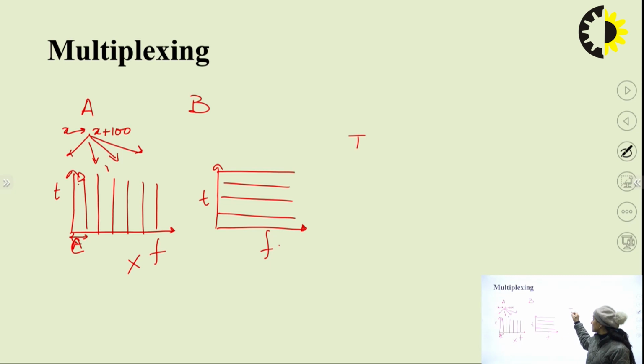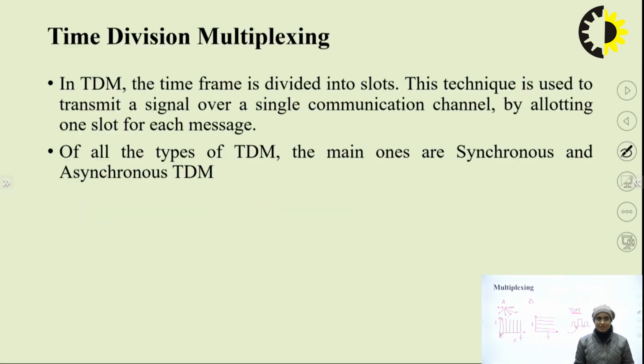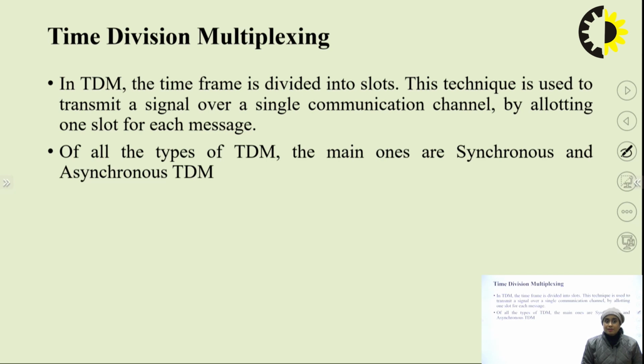And TDM exploits the sampling theorem. How? We know that different signals are sampled at different frequencies. So if I see that samples have some time gap between their appearance, then in that time gap samples from another signal can be accommodated, and this way we may utilize the available channel in a more efficient manner, right? So in TDM the time frame is divided into slots, and this technique is used to transmit signals over a single communication channel by allocating one slot for each message.